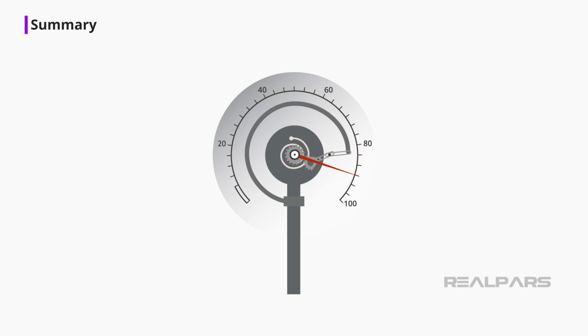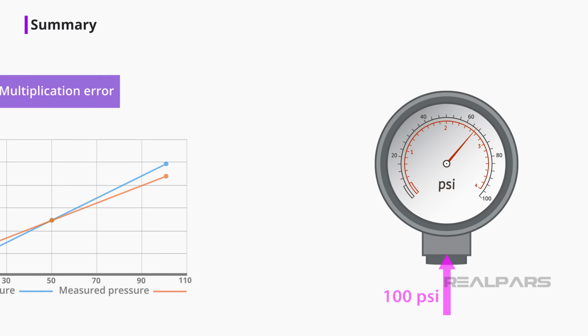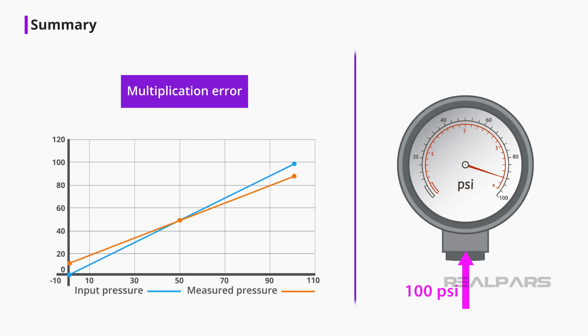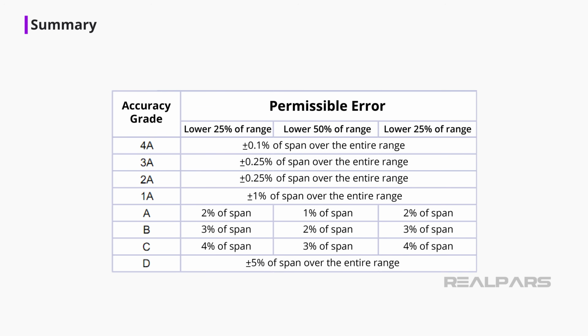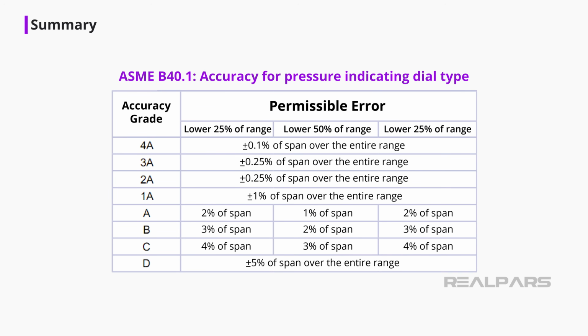Multiplication error is the error when the total movement of the mechanism does not equal the total change in input. Many pressure gauges are equipped with a pressure transducer that converts pressure into an electrical signal used to operate a digital display. The American Society of Mechanical Engineers ASME B40.1 standard defines the accuracy grades of dial-type gauges. For mechanical pressure gauges, accuracy is usually defined as a percentage of the entire span of the range.